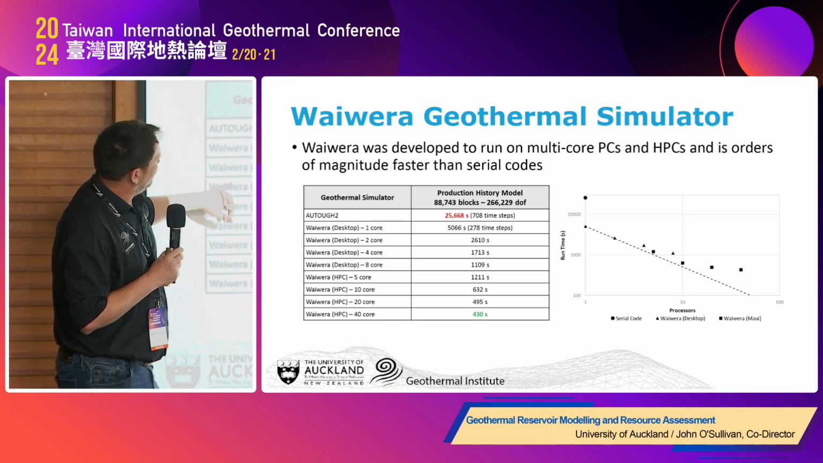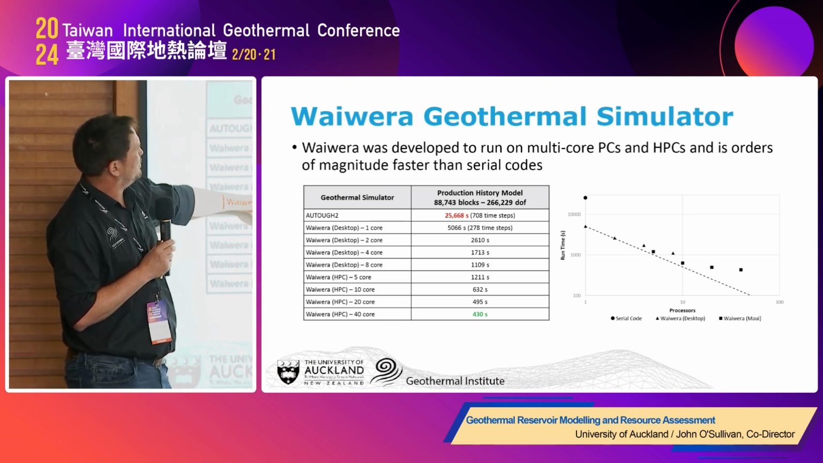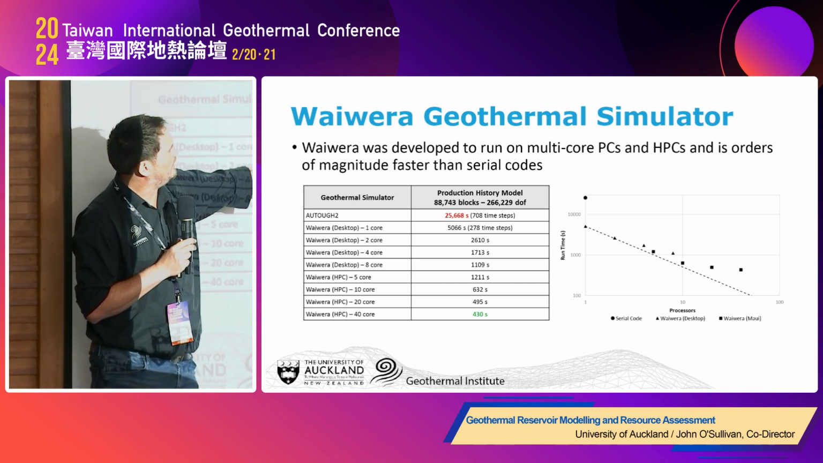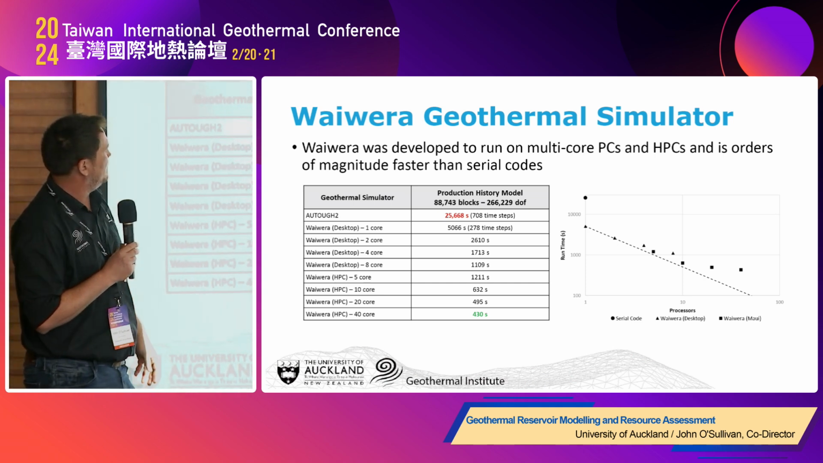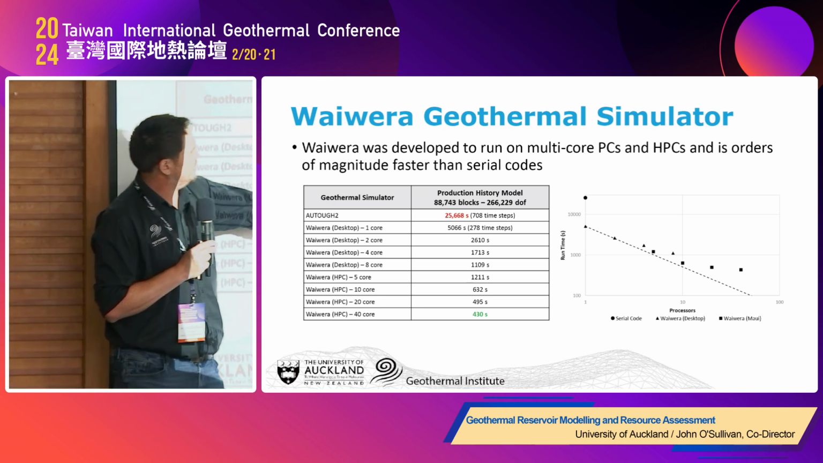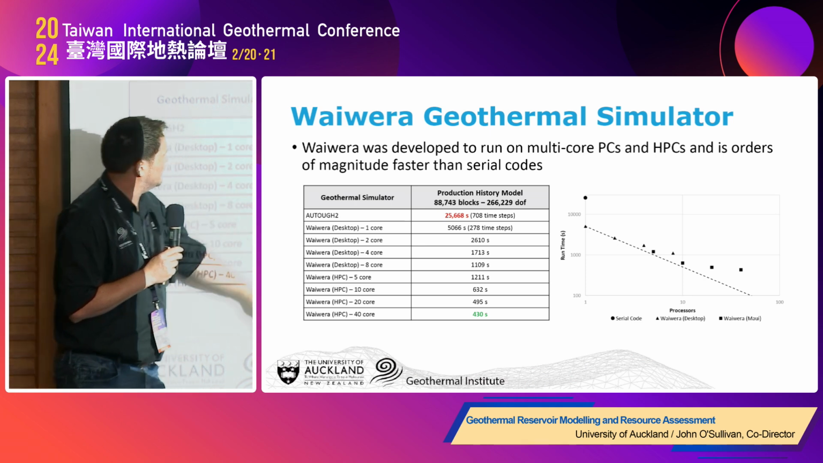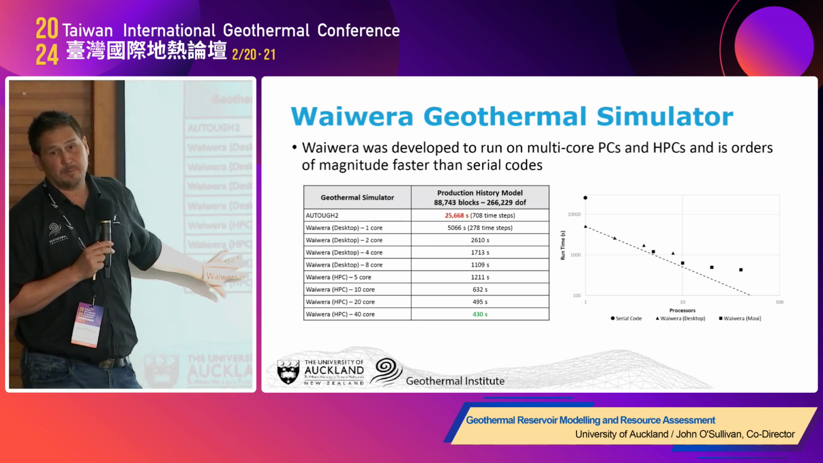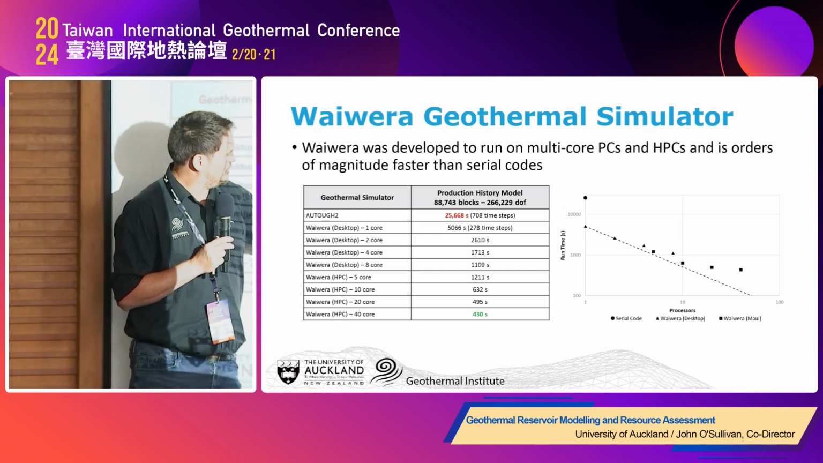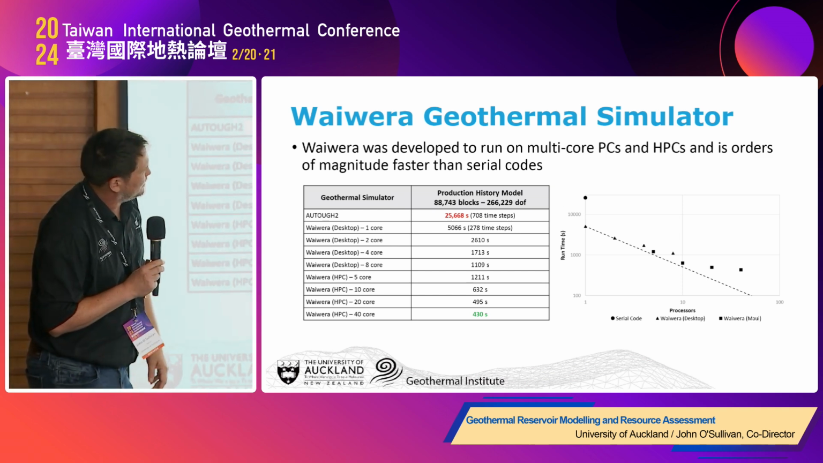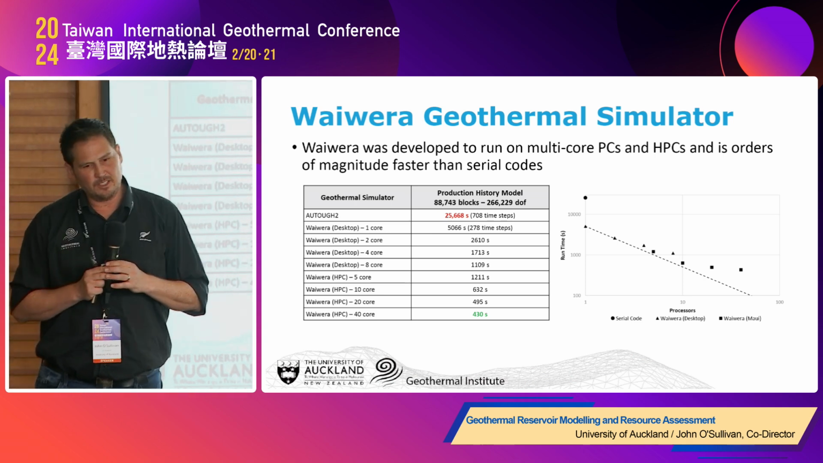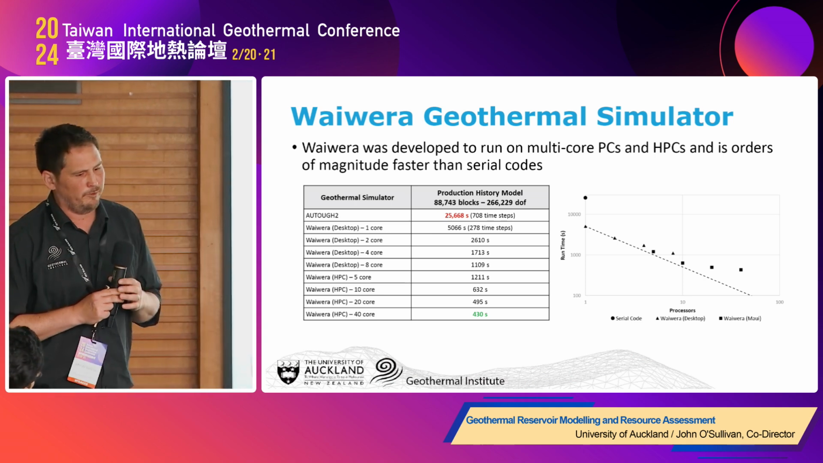If we run on 1, 2, 4, 8 cores, you can see already on one core we get a lot of speed up, and that's because of improvements in the solver. And if you run it on 8 cores on your desktop, you're down to about 20 minutes from 8 hours. When we run it on an HPC, on one of the New Zealand supercomputers, we get up to 40 cores, and it's down to about 7 or 8 minutes. So there's a big difference from 8 hours to 8 minutes, and that means you can start doing things in a much more efficient way.